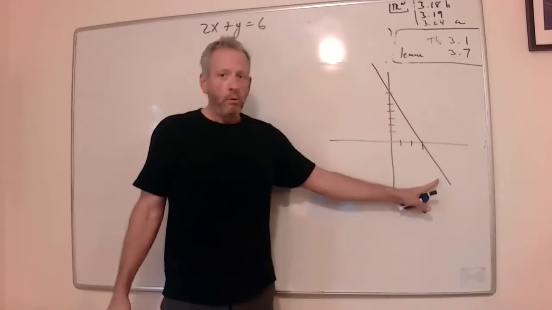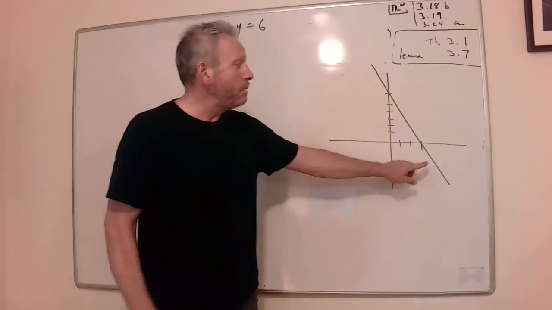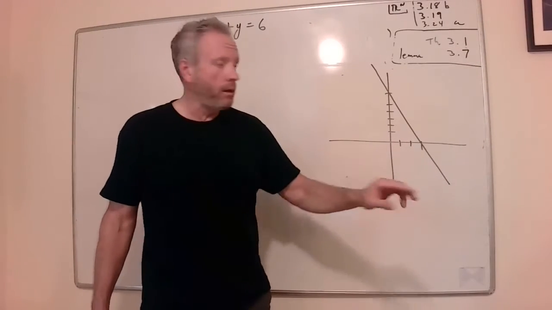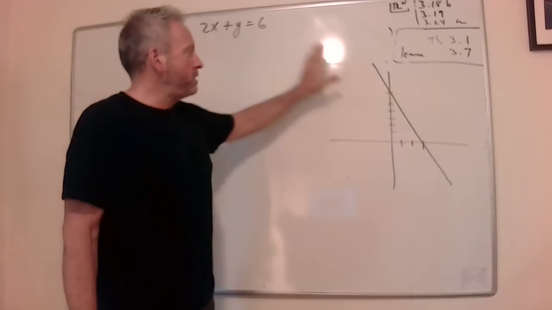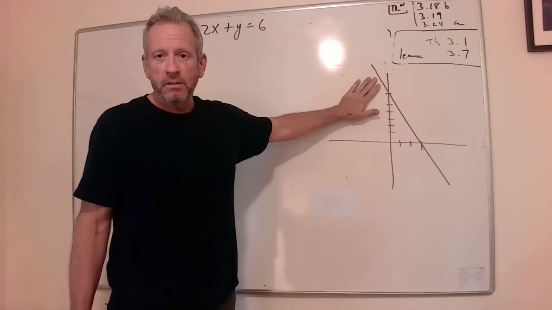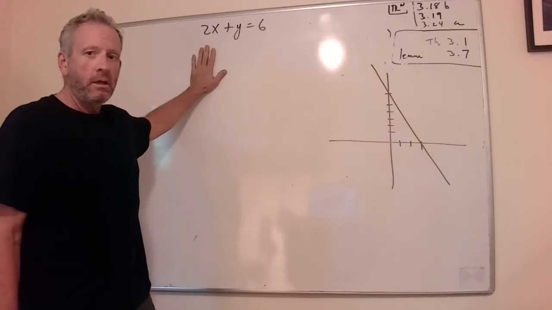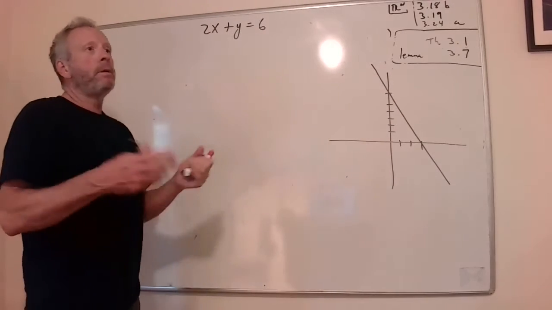This is the solution. What do I mean, this is a solution? What it means is any point on this line, a point being an ordered pair, is a solution for this. So this equation generates this line, and this line represents the solution set of this equation. Nothing shocking there.